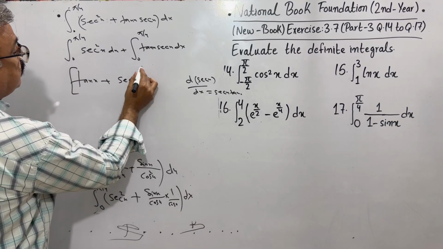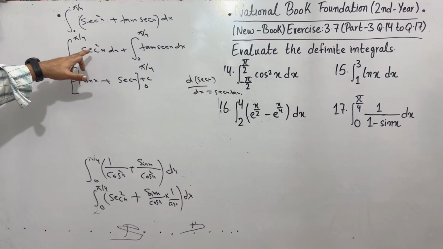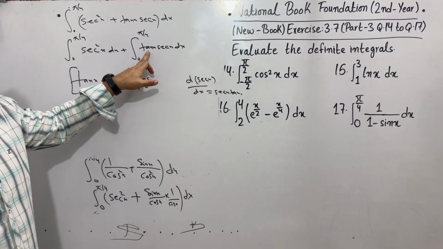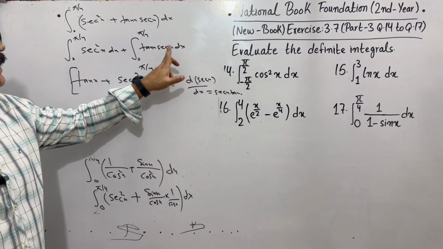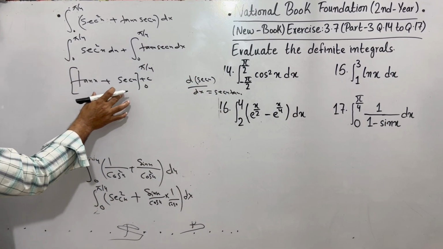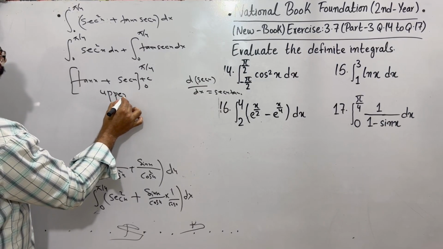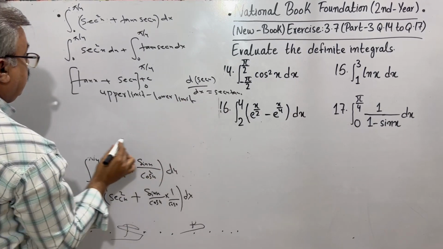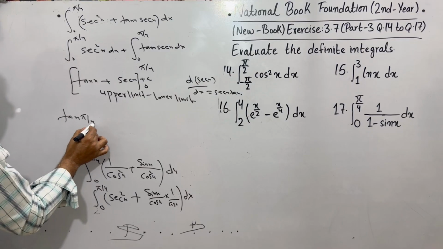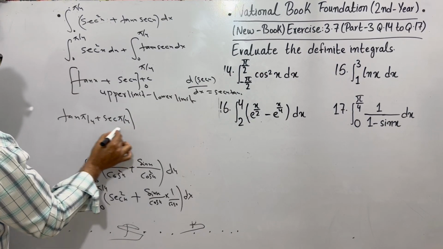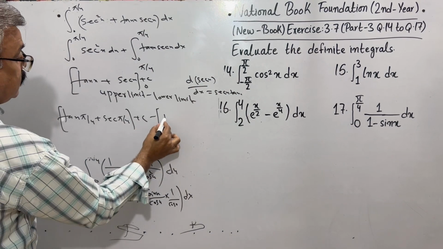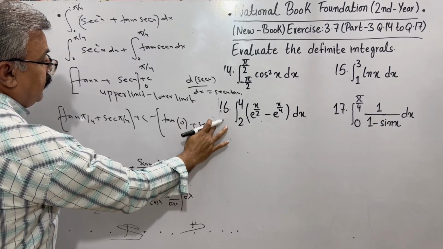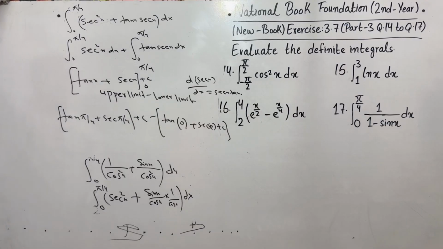Let's see, just bring into play the limits. Sec squared is the differentiation of tan, so its integration is tan. Tan x sec x is the differentiation of sec, so the integration of sec x tan x is only sec. That I have done. So upper limit minus lower limit: tan pi over 4 plus sec pi over 4 plus c, minus tan 0 plus sec 0 plus c.